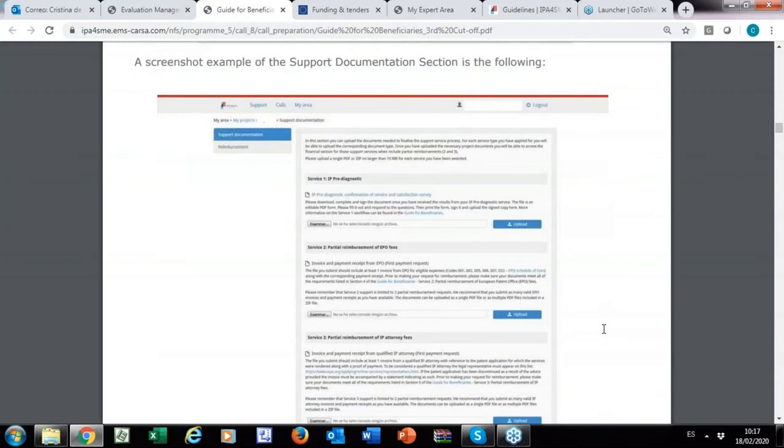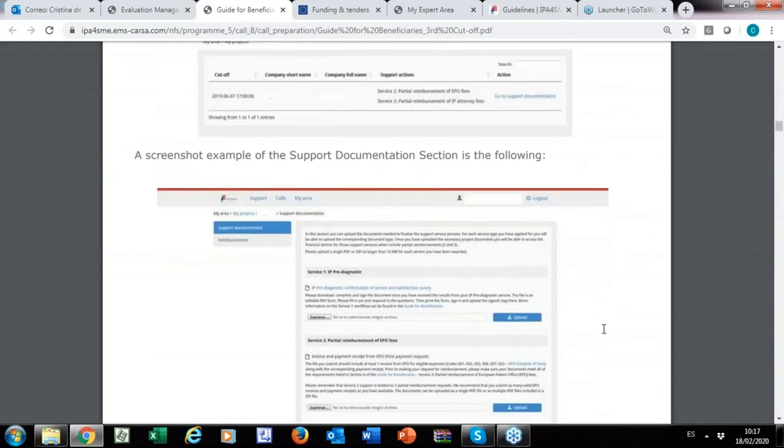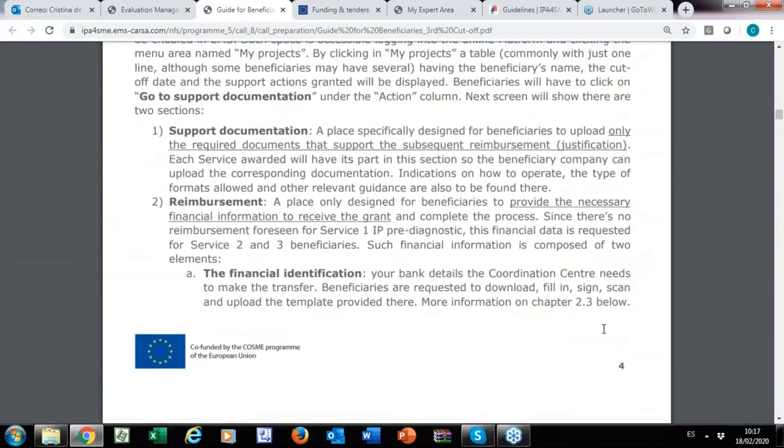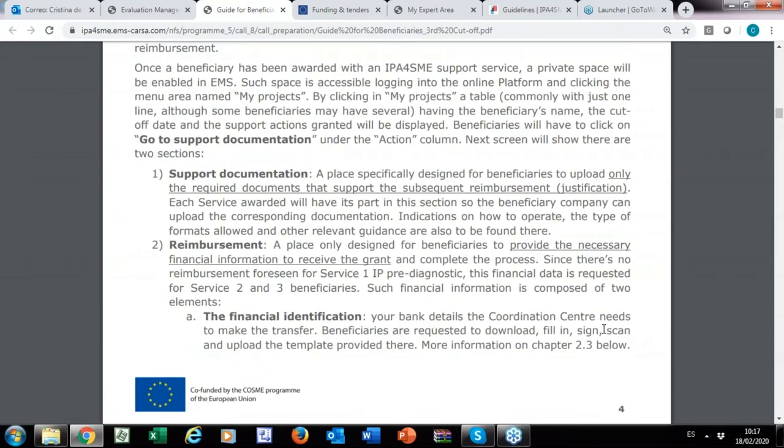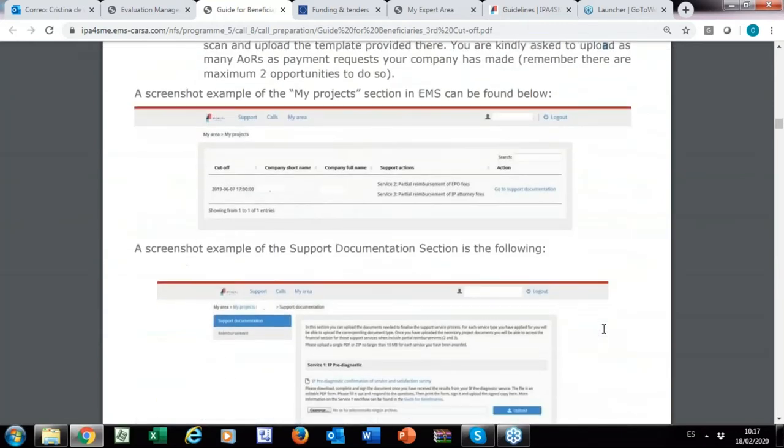I forgot to mention that in the support documentation you will have subsections inside, depending on the services you have. If you have service 2 and service 3, for instance, you will have a specific place to upload the documentation for service 2, and if you have service 3, the same, and if you have both, you will have 2 different subsections within there, so you can easily see where to upload the documents. And that is basically it.